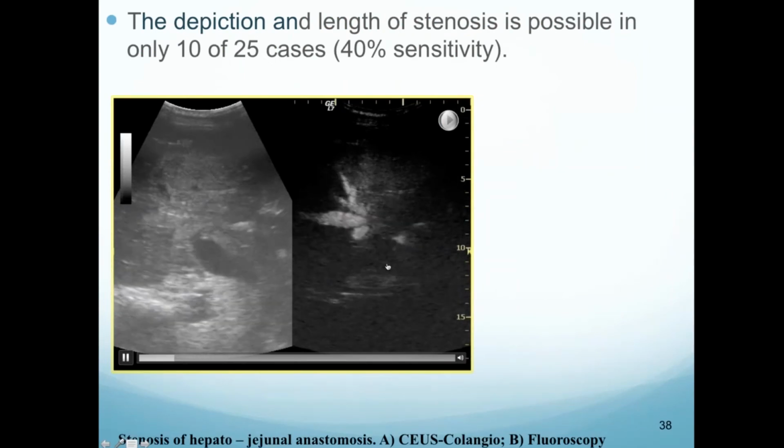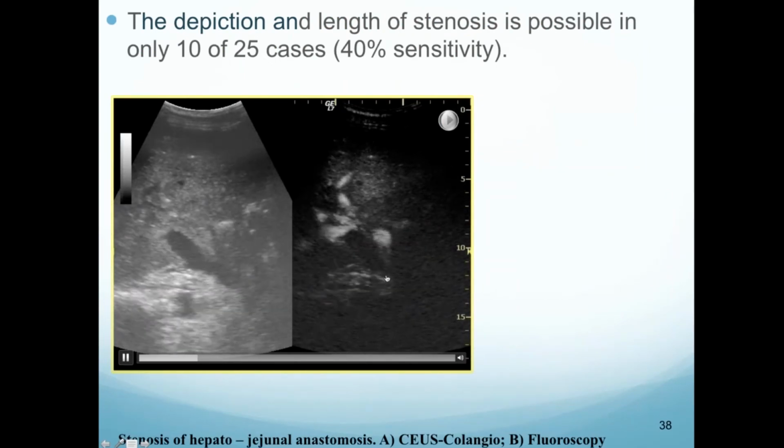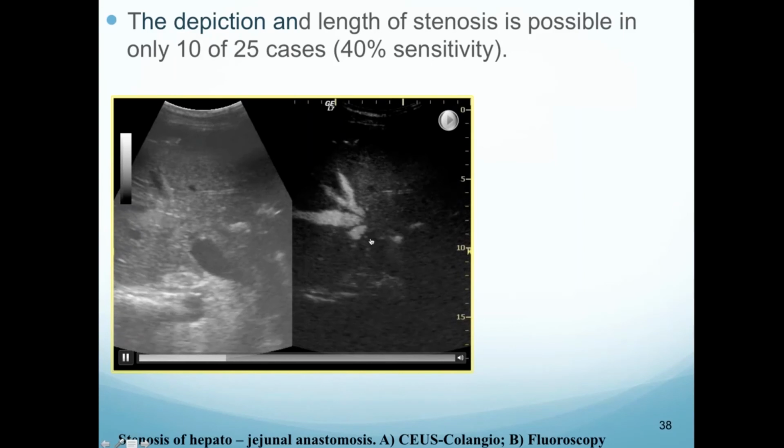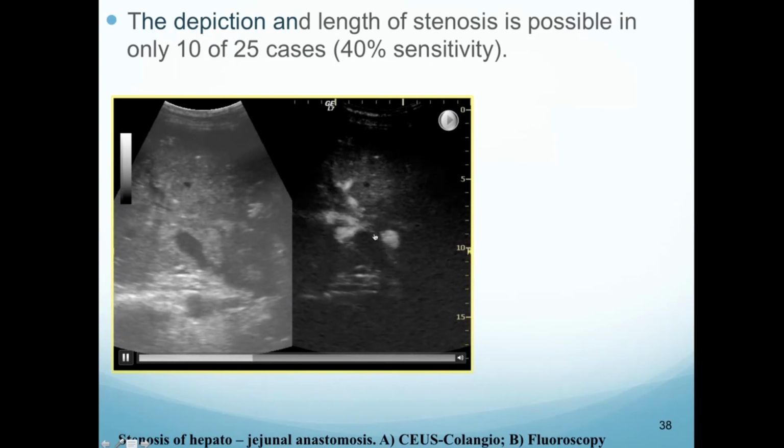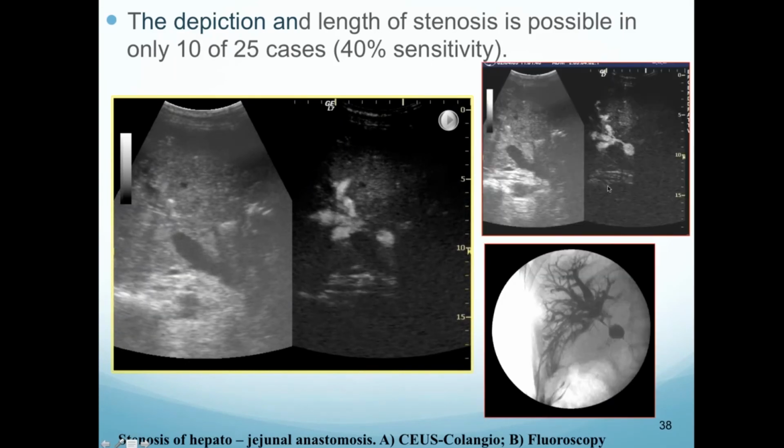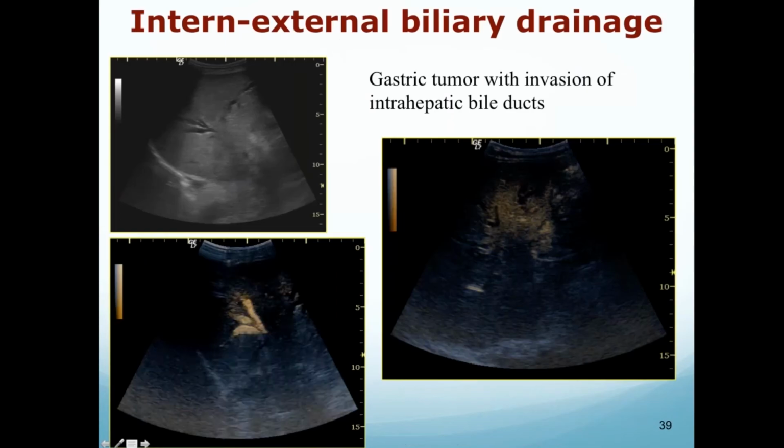We can also depict a stenosis. It's very nice. You see here a very tiny stenosis, and you see that there is a very good correlation between this image and the X-ray image regarding the dilation of the bile ducts and the stenosis.